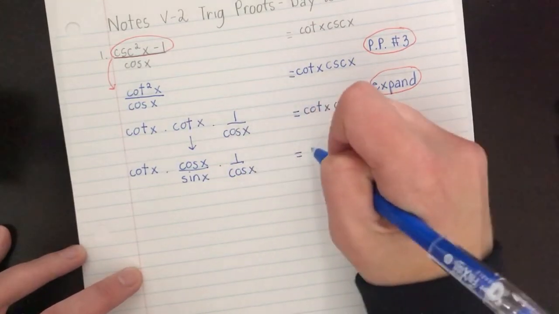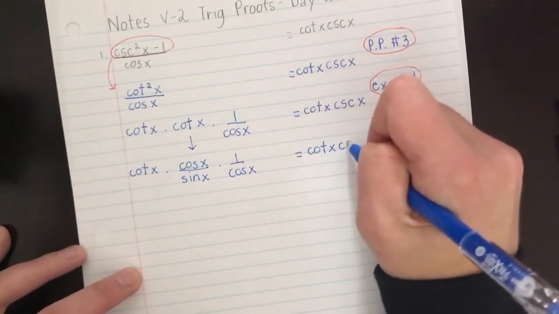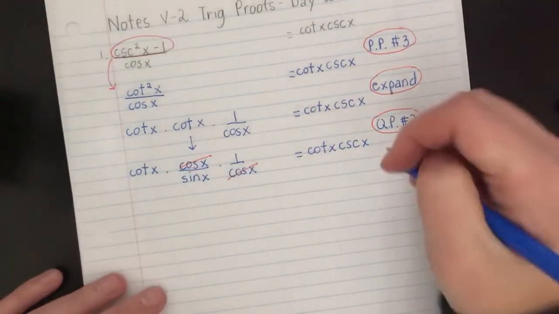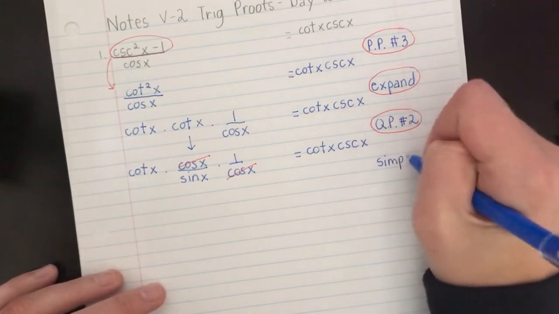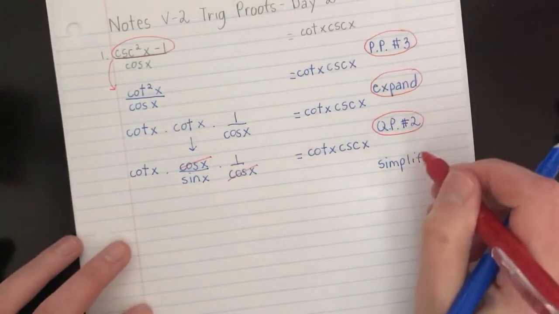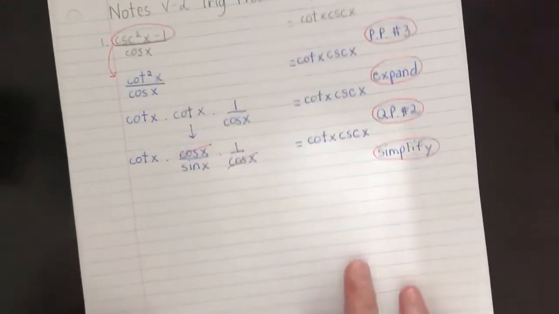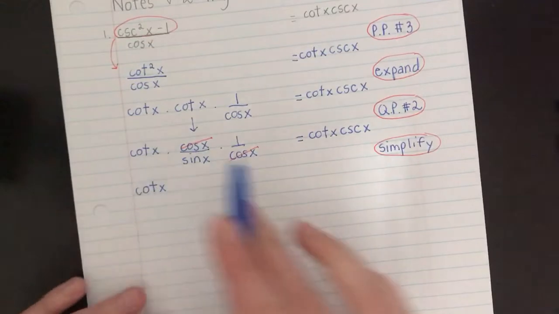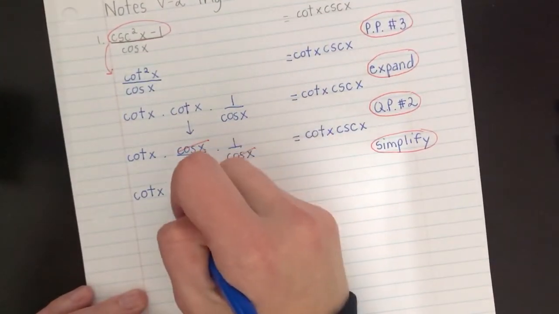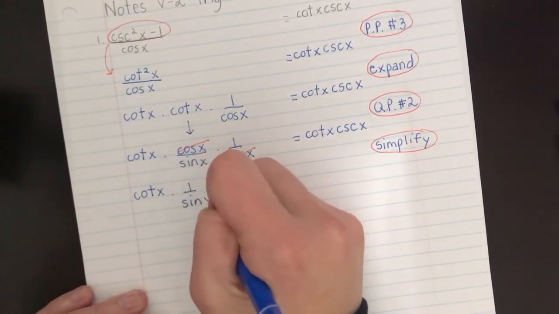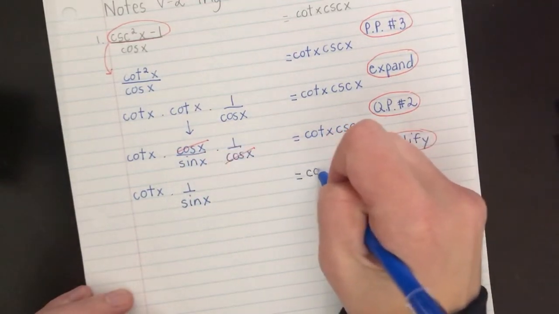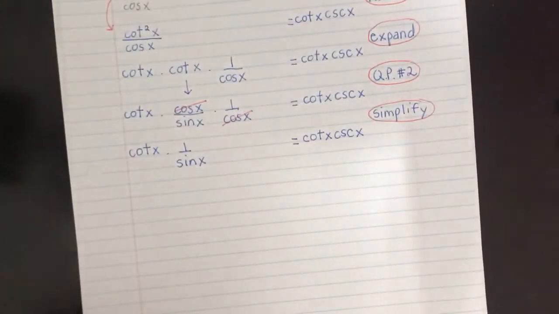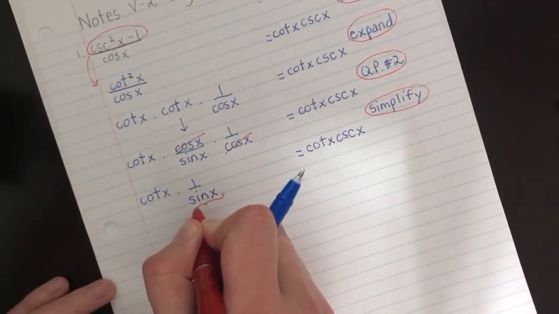And now you can clearly see why we thought to do that, because that and that will simplify, and so that's pretty much your next step, simplify. So I'm going to simplify, and this is going to be cotangent of x, so I'm getting close because I have cotangent of x, and then 1 times 1 over sine of x should equal cotangent of x cosecant of x. And then of course think about what 1 over sine of x is.